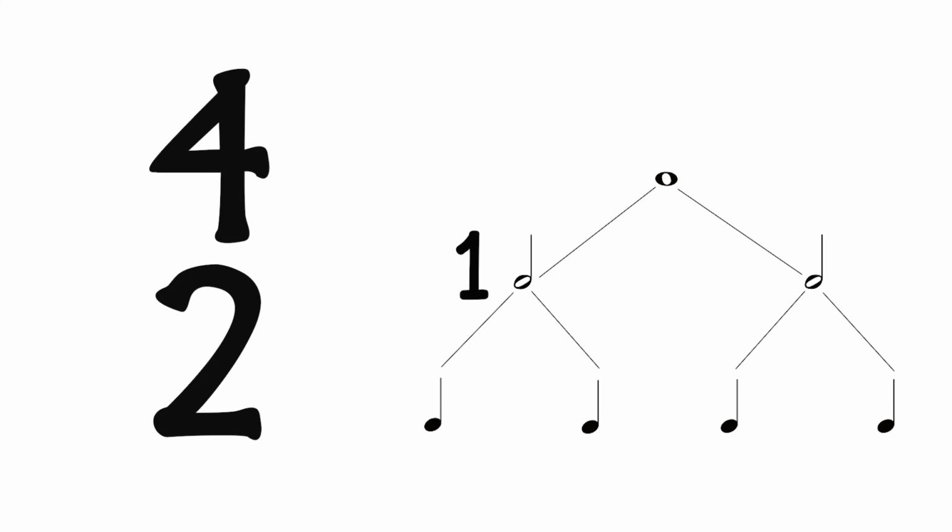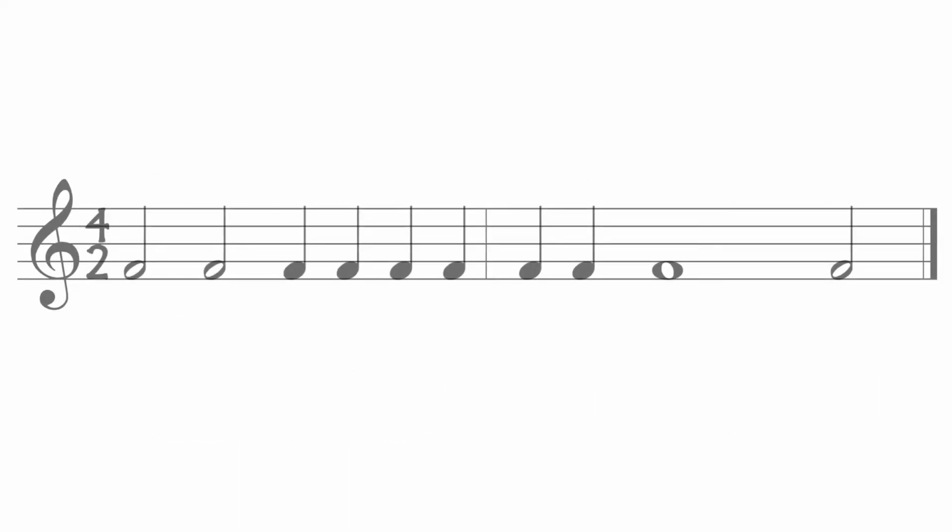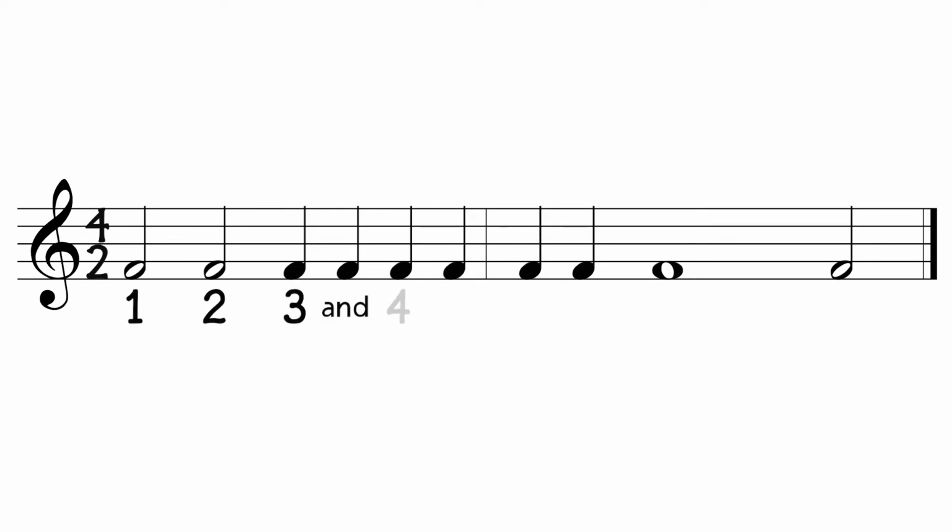Because the half note receives the beat, the quarter note will now receive a half a beat, and the whole note will receive 2 beats. So this is how you would count this set of rhythms. 1, 2, 3, and 4, and 1, and 2, 3, 4. So in 4/2, the eighth note is a quarter of a beat.